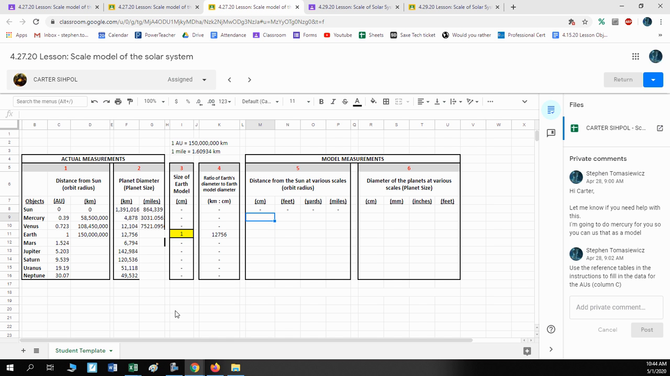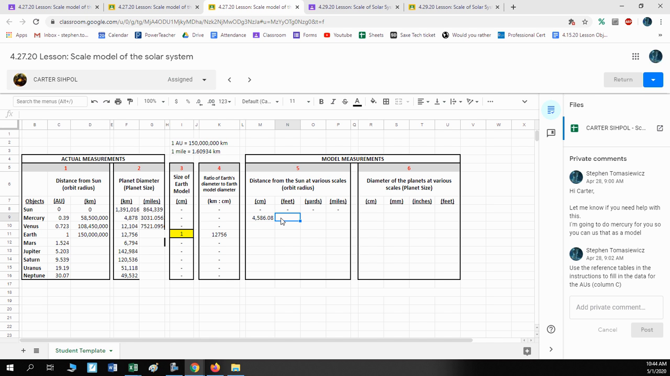So let's go to Mercury. To do Mercury, what we want to do is set this equal to Mercury's. Table 5 is about changing the distance from the planets. So Mercury's distance is 58 million kilometers. So we're going to reference that number, which is D9, and we're going to divide it by our ratio, K11. So D9 divided by K11 will give how far away Mercury is from the sun in terms of centimeters.